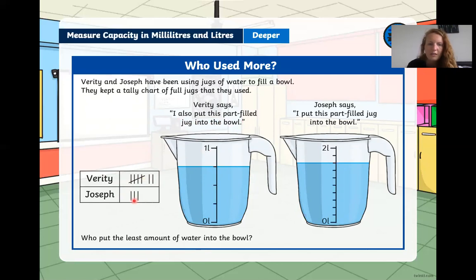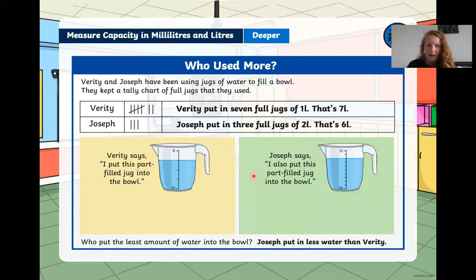Joseph has used, he hasn't used 1 liter. He's actually used a 2 liter one. 2 times 3 is equal to 6. So Verity has 7 liters because she's using a 1 liter measuring jug. Joseph is using a 2 liter measuring jug and he's already had 3, so 6 altogether, 6 liters, 7 liters, but they're not finished. Who has more?